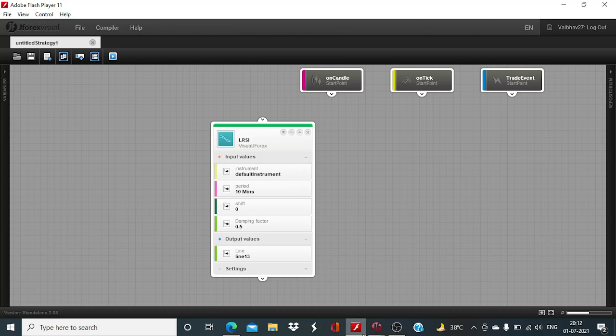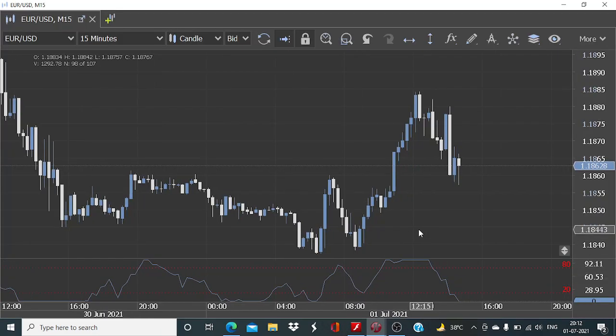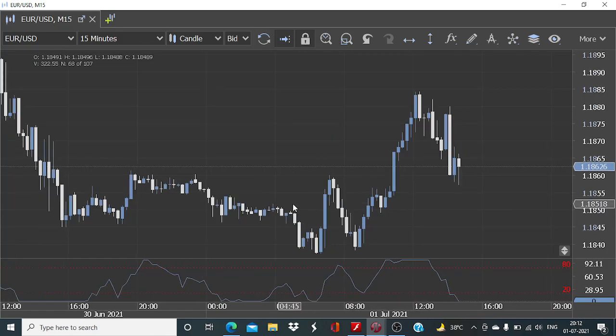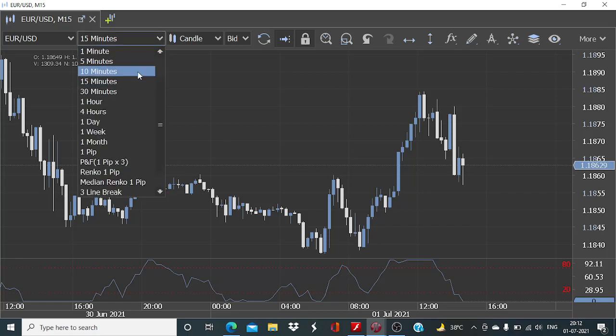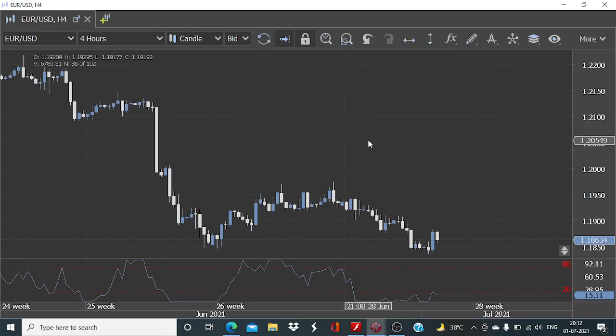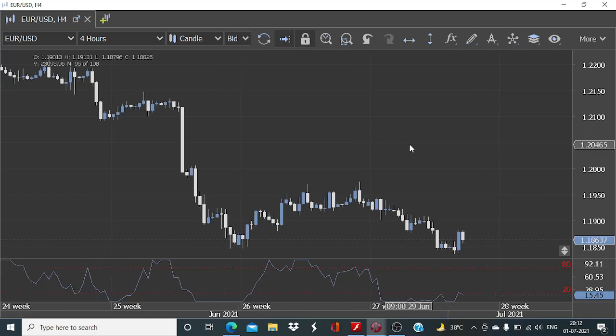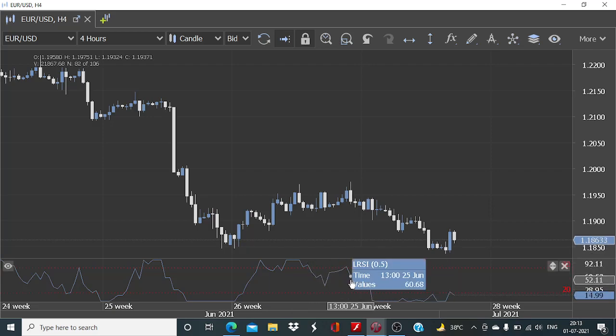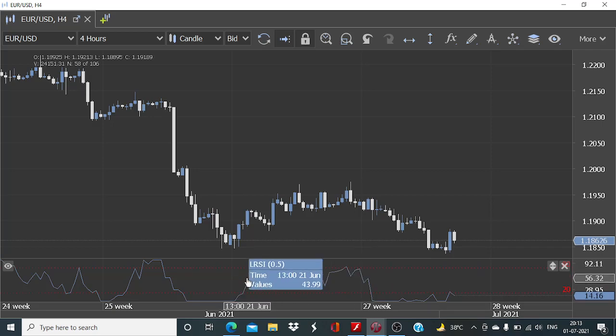And I will explain to you. This is the Euro USD chart, which first I will change to 4-hourly time period. We want to be trading with the trend, and for that we are relying on the LRSI output value. We want this trend to be on our side, and for that we want to be going for the buy trade when we have the LRSI value above 50.